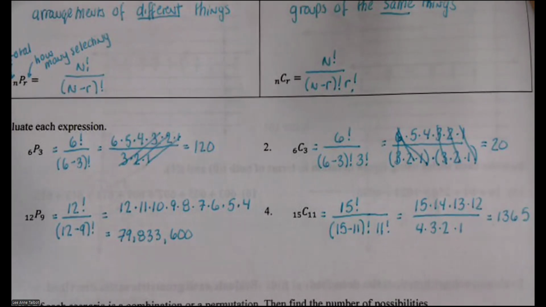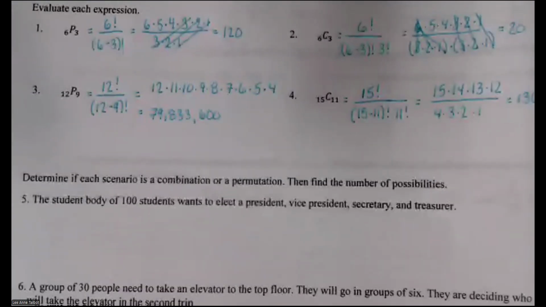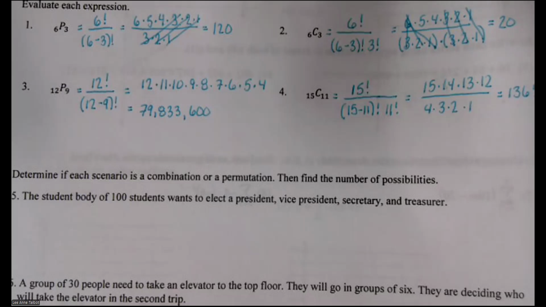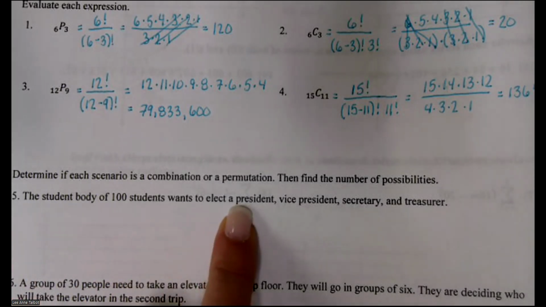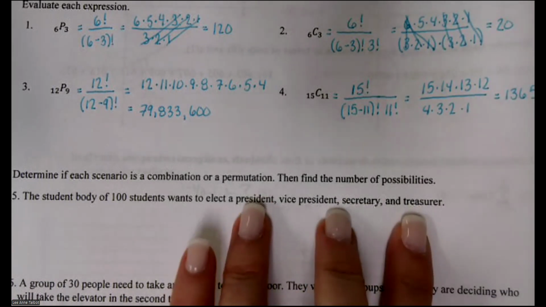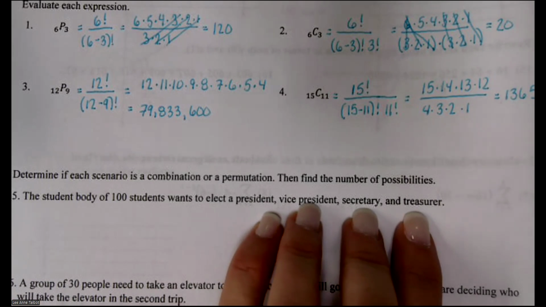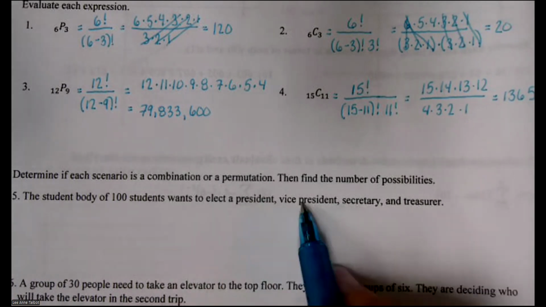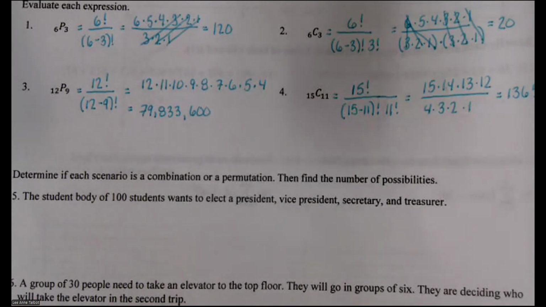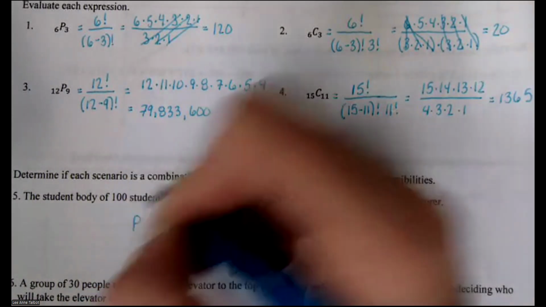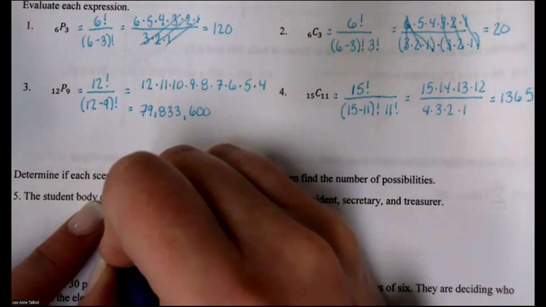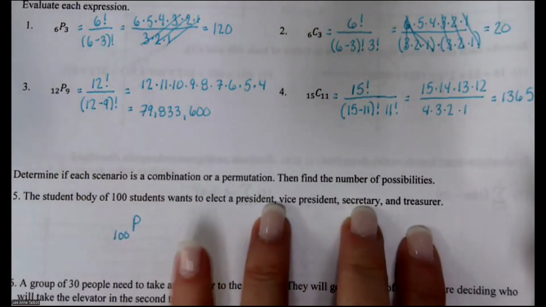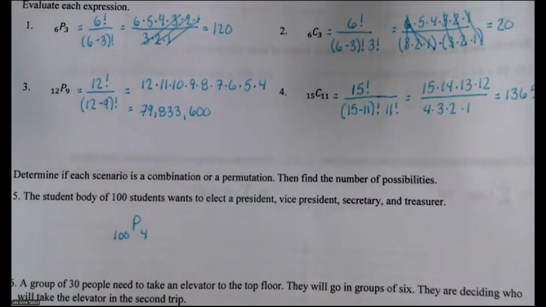Moving down to the word problem. What we need to do is decide if it's a permutation or combination, and then find the number of possibilities. Okay. The student body of 100 students wants to elect a president, vice president, secretary, and treasurer. Okay, all you ask yourself is, are these things the same or different? These four things, are they the same thing or are they different? Different. That means it's a permutation. They're different things. It's a permutation. You have a total of 100 students, so that number goes here. And you're arranging four different things, so that number goes there.